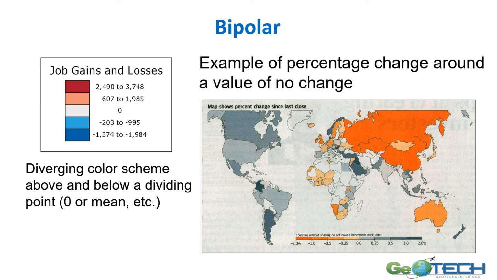Here are two examples of bipolar data. On the right is a graphic legend from job gains and losses. So the red colors indicate from around 0 increasing job gains, and the blue colors, increasing job losses. On the left is a graphic of the world looking at the close of stock at the end of the stock market day to see whether stocks in those countries have gained or lost since the last close.